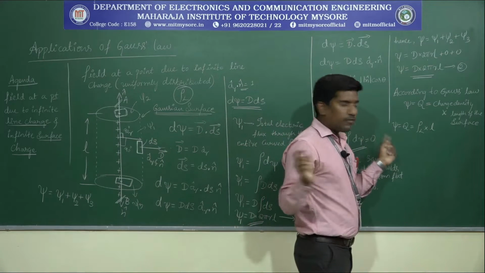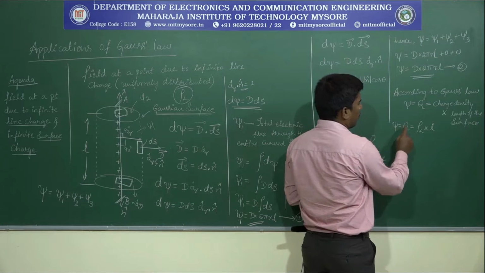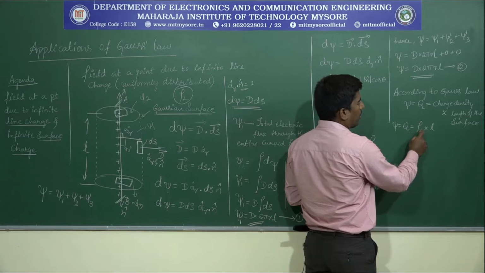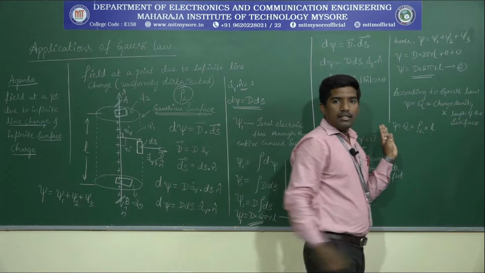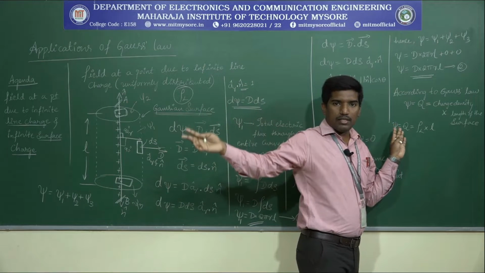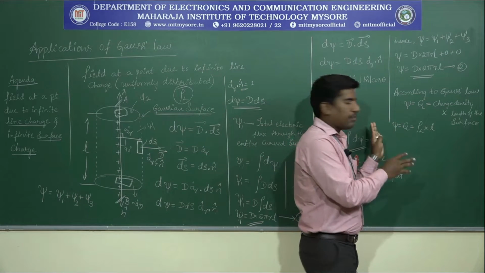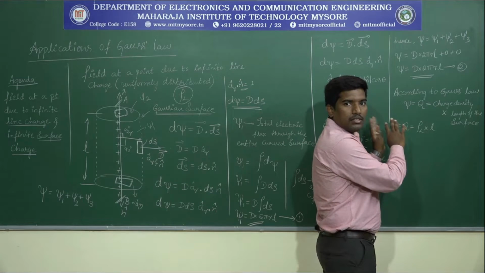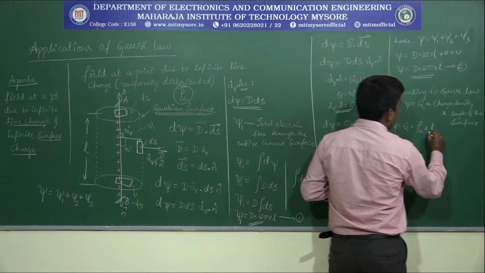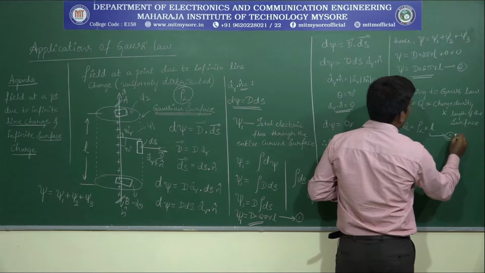According to that fact, psi is equal to Q, which is equal to rho L into L, and the charges which are outside the surface contribute zero to the flux. So name this as equation 3.